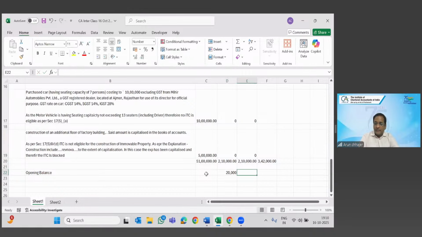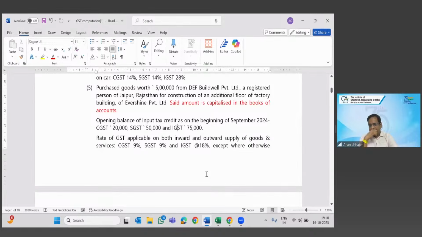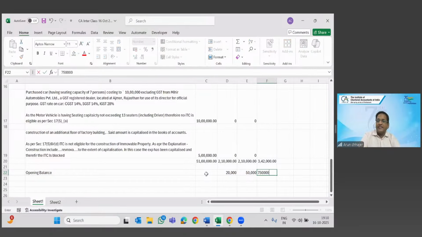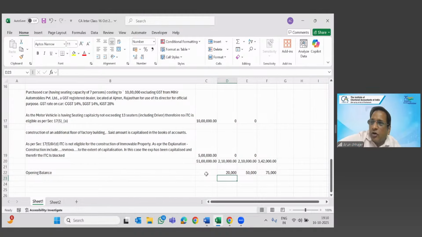Tell me one thing. Can the CGST and SGST ITC be different? Just asking, because they are giving opening balance C20 and S50. I always heard that the liability rate would always be the same for CGST and SGST, so ITC should also be the same, right? Why is it different? Can you give me any one strong reason? Or is it incorrect, a typing mistake in the question? Is it a typo mistake?